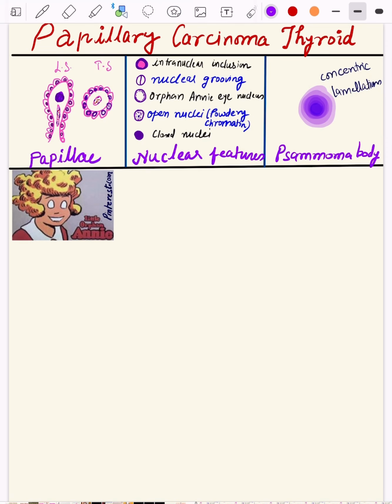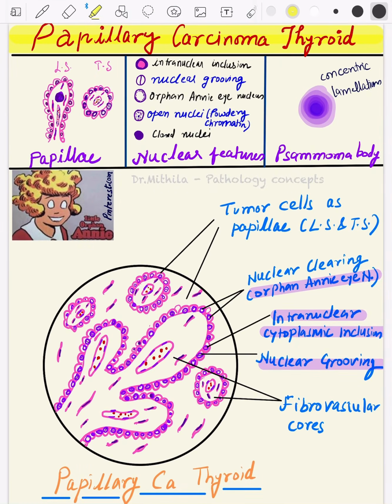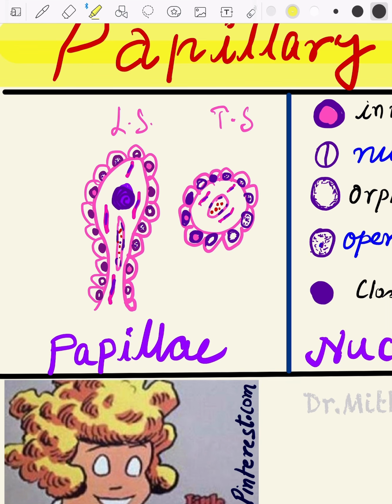So this question is very commonly asked in the exams, and whenever we write the theory part, we should always draw a well labeled diagram. So I will try to simplify the diagram of papillary carcinoma thyroid. So to make a diagram of papillary carcinoma thyroid, we need to know the different components that we will draw. So papillary carcinoma thyroid, as the name suggests, it is a papillary tumor.